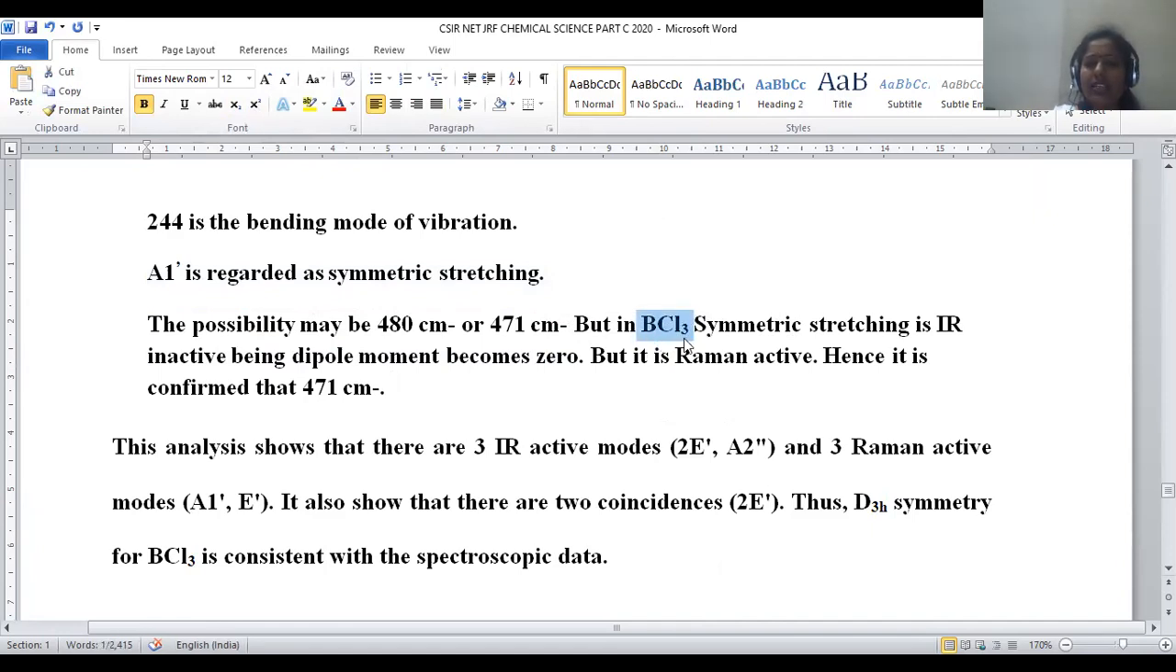So BCl3, what is the geometry of the molecule? Trigonal planar is the geometry. So when we perform symmetric stretching, what happens in all the directions? The mu value becomes 0. Dipole moment value becomes 0. That's why it becomes IR inactive. But in case of BCl3, it will be a Raman active molecule.